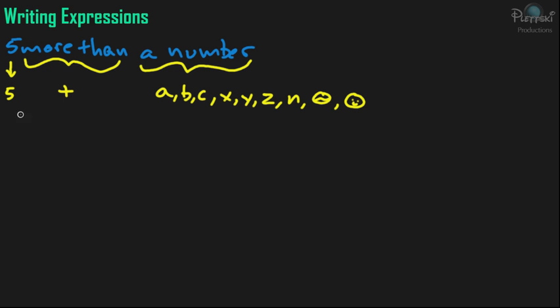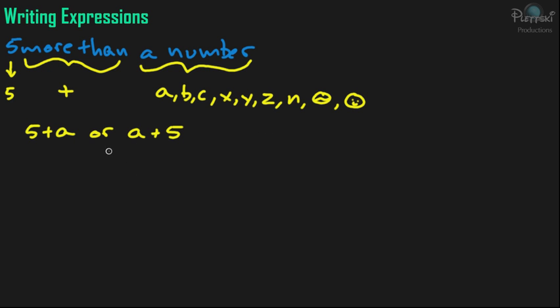So the 3 parts, we have 5 plus a number, 5 more than a number. So we can write it as 5 plus A. Or we can write it as A plus 5. And both of those will give you 5 more than a number. You're adding 5 to a number to get your result.